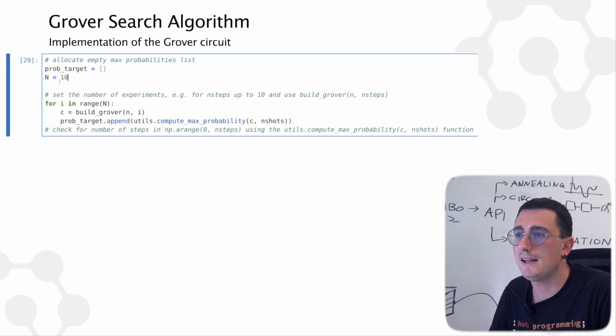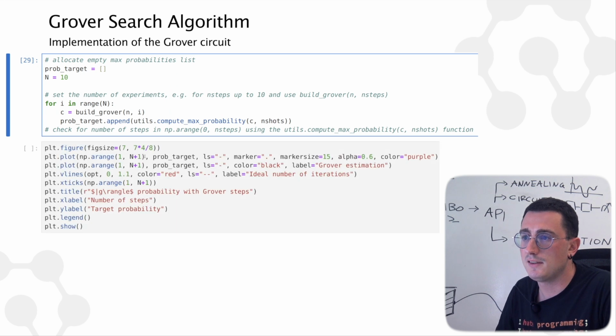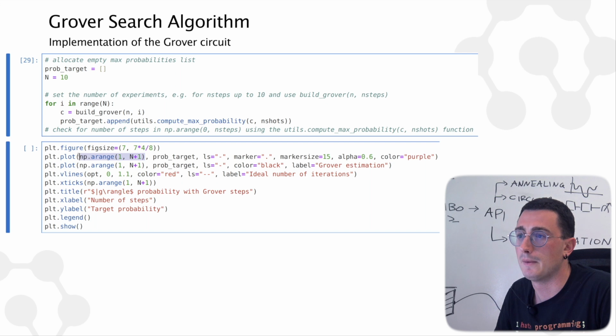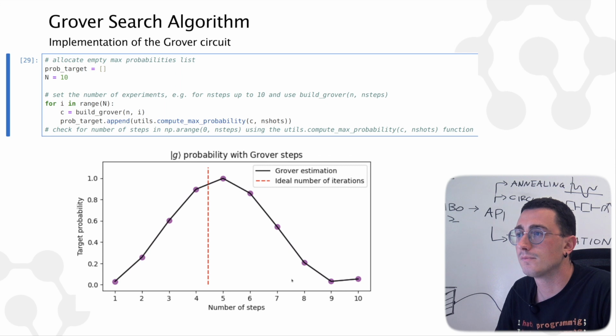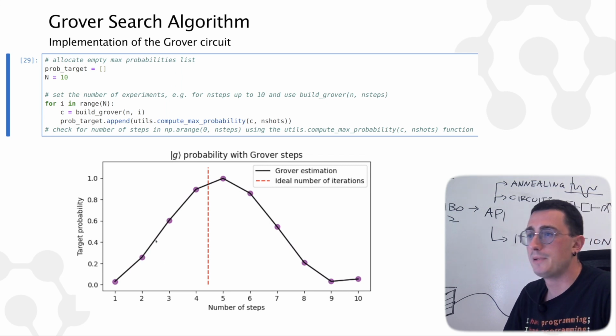Now n is set to be 10, and so we repeated 10 times the experiment with an increasing number of repetitions. In this cell, the last one, you see a plotting function in which we are just plotting the probability of getting the guilty state as function of the number of times we repeat the sequence, oracle, and diffusion operator. Let's print it. Perfect. So what you see here is a sort of periodical behavior.